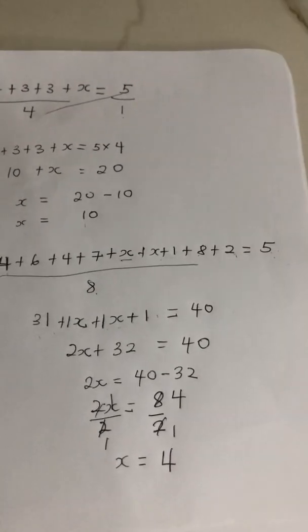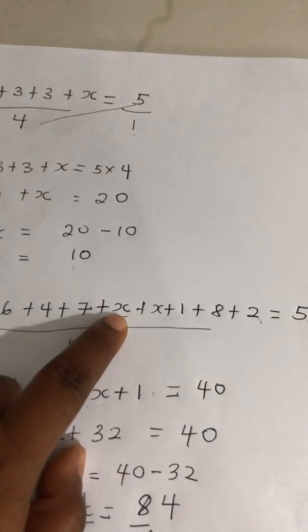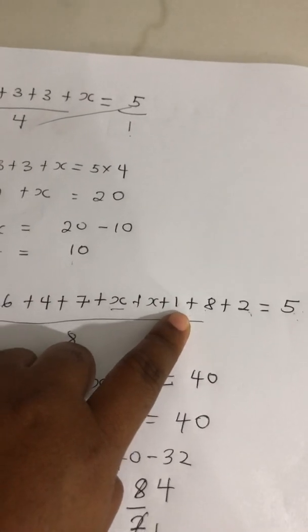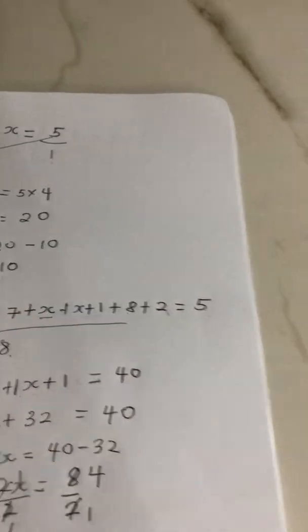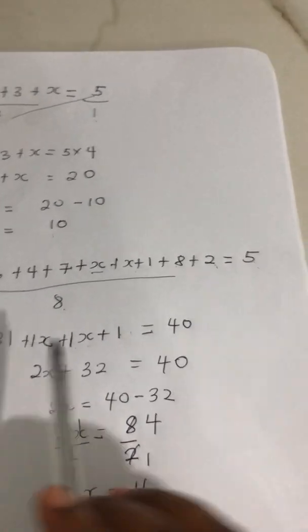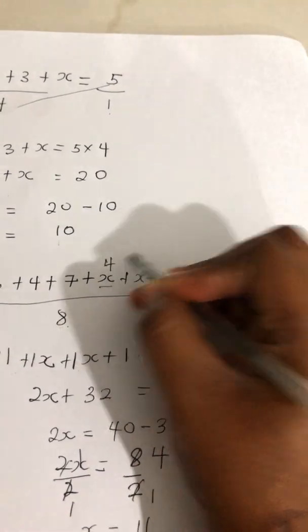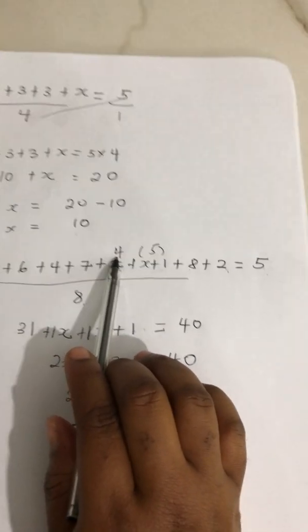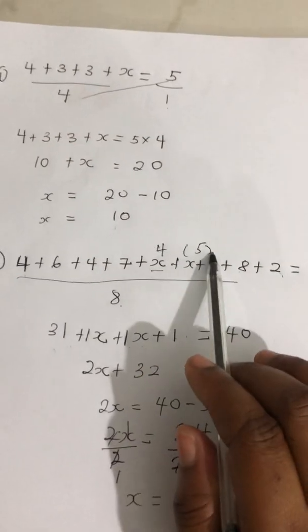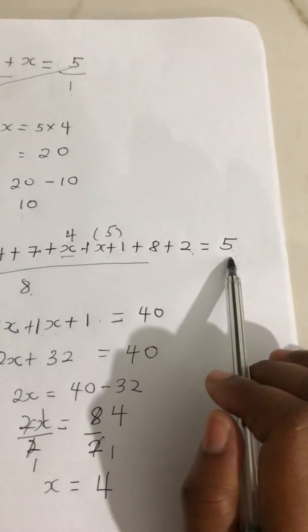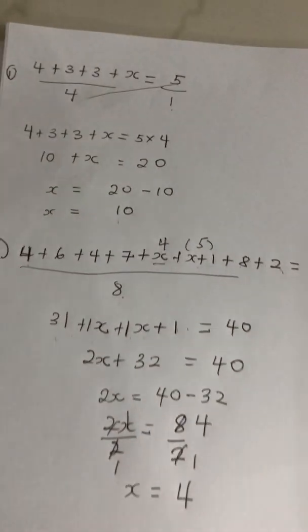Our x is 4. So that means when you have the question, this space is going to be 4, and this space is going to be 4 plus 1, giving us 5, right? When we added all these ones, we had 31, okay? So we put our 4 here, and all this will give us 5. So 31 plus 4 is 35. 35 plus 5 is 40. 40 divided by 8 will give us the mean, which is 5. So this means our answer is correct.